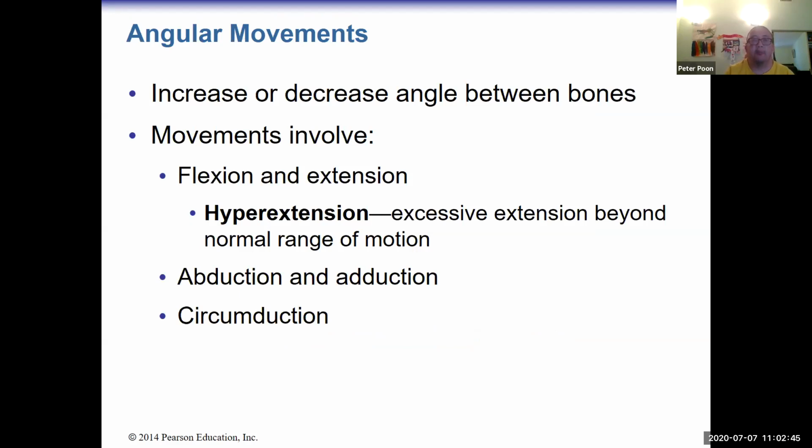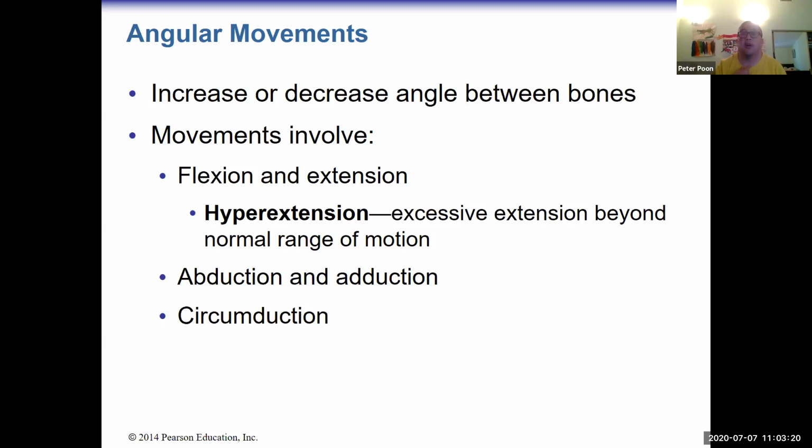Okay, angular movements: flexion, extension, hyperextension. So let's talk about what these are. Flexion is decreasing the angle, extension is increasing the angle. So flexion of the forearm, extension of the forearm. Like if I put my head down, flexion of the neck, extension of the neck. When I go past normal is hyperextension.